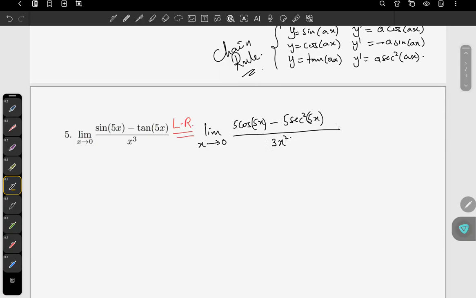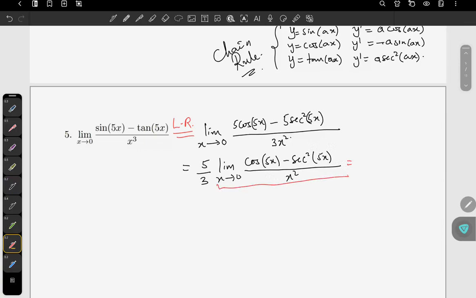5 is common there, so I can write this as 5 over 3, the limit as x goes to 0 of cosine of 5x minus secant squared of 5x all over x squared. If we plug in 0 here, we get cosine of 0 minus secant squared of 0 over 0 squared. That is 1 minus 1 over 0, which is 0 over 0. So that's another ground for using L'Hopital's rule.